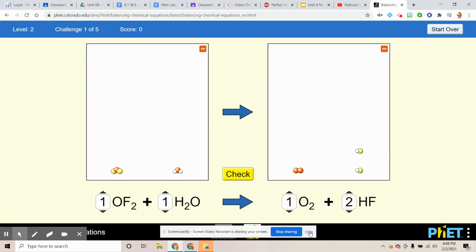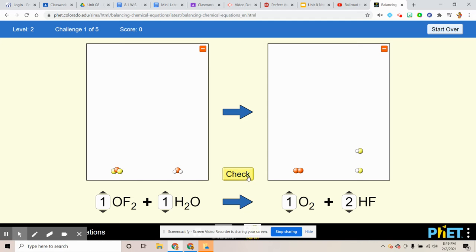And this is how we know that we have the actual recipe of this reaction. The recipe for this reaction is if you combined one oxygen difluoride with one water molecule, you will produce one oxygen molecule, one O2, remember it's diatomic, and two hydrogen fluorides. Okay, so that's the reaction. One and one combined to give us one and two.